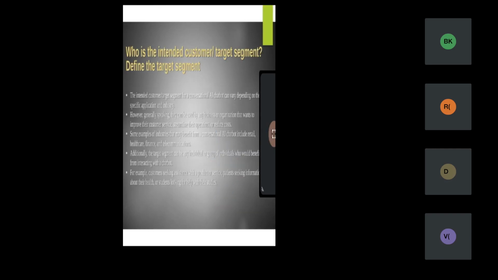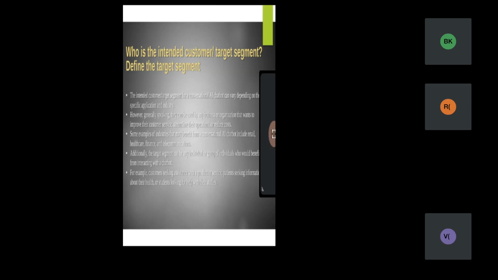And who is the intended customer or target segment? Define the target segment. The intended customer or target segment for the conversational AI chatbot may vary depending on the specific application or industry. However, generally speaking, it can be used by any business or organization that wants to improve their customer service, streamline their operations, or reduce cost.